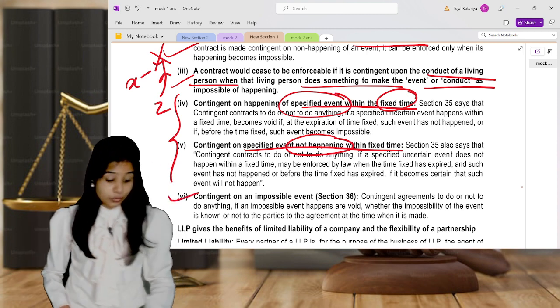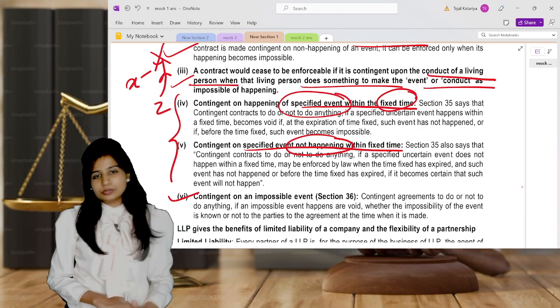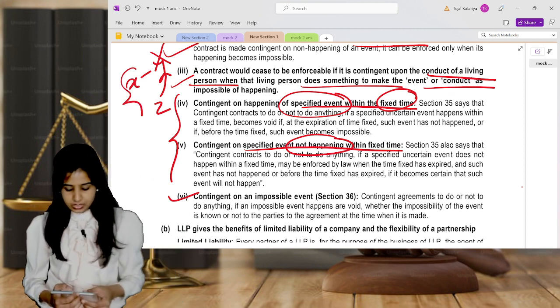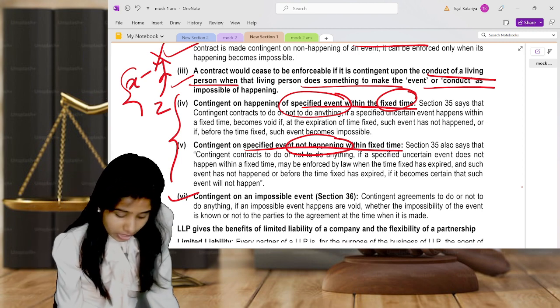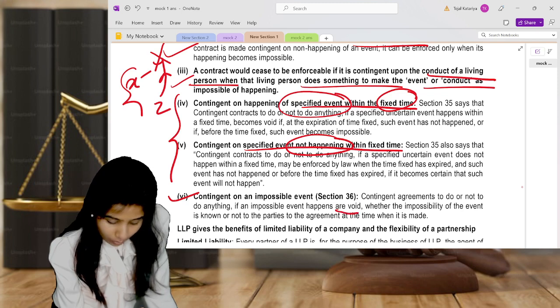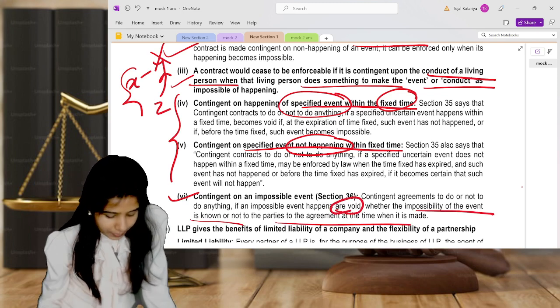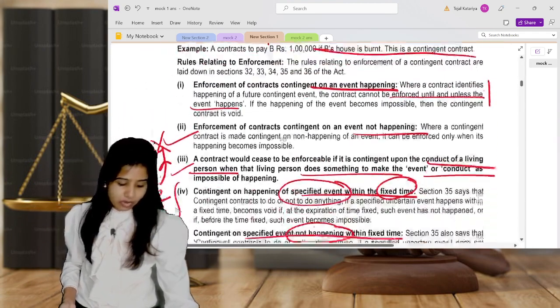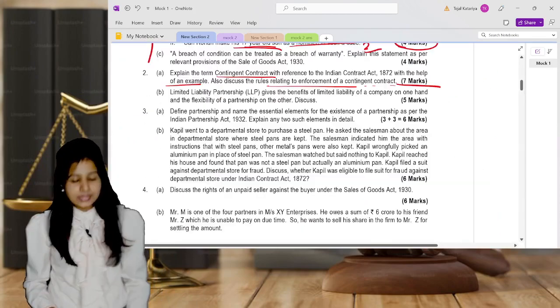And the last point, the 6th point, because there are 6 points, not 5, is contingent upon an impossible event. Similar to the example I gave, this is section number 36: contingent agreements to do or not to do anything if an impossible event happens are void, whether the impossibility of the event is known or not known to the parties, which obviously doesn't matter. So this is all about the 6 points of contingent contract. You can write these and you may get 7 marks.